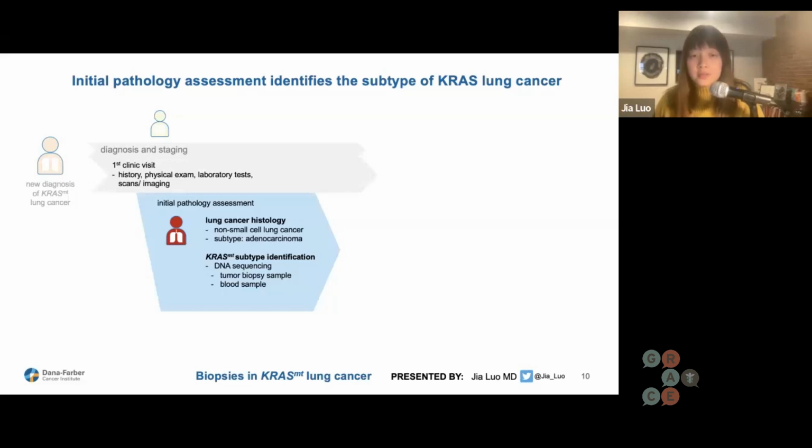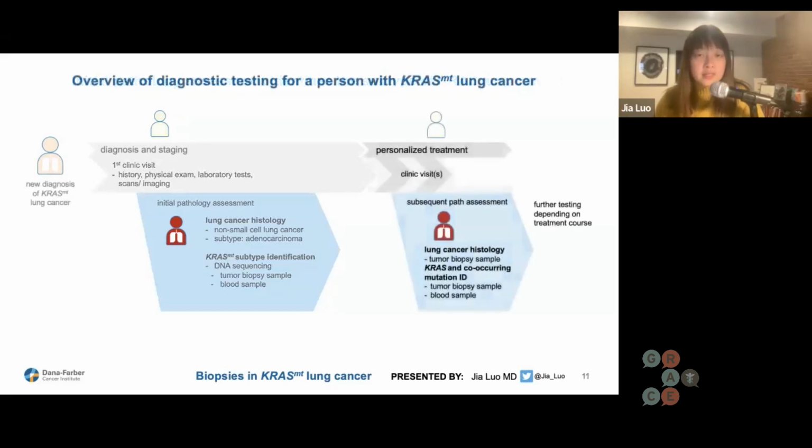There's two ways to do this. One of the ways is directly from sampling the tumor, and the other is looking in the bloodstream. Once we have all of this information, that is how we develop personalized treatments for lung cancer. And then we start the treatment, and subsequent clinic visits include history, physical exam, these tests, scans, and imaging. And that helps us decide if this treatment is working or if we need to change course.